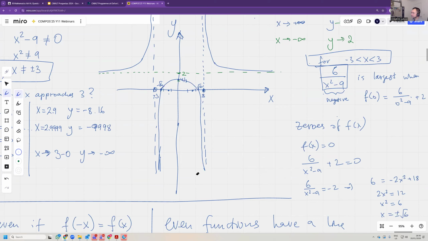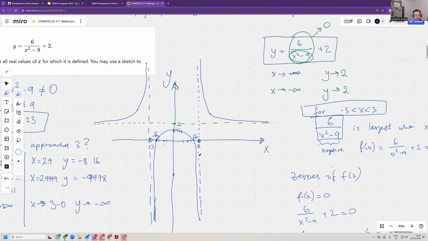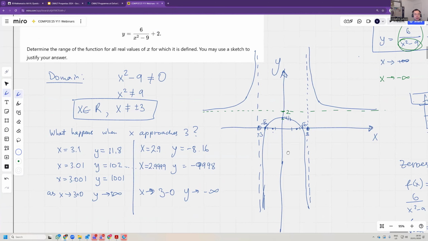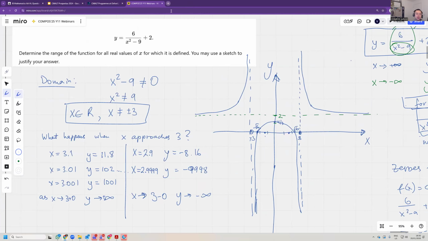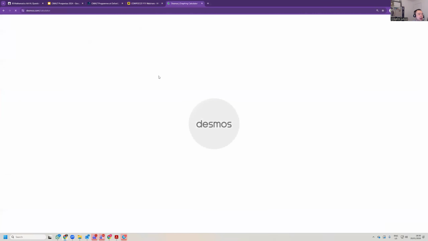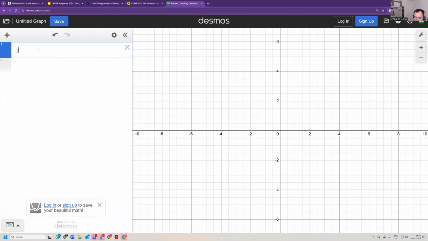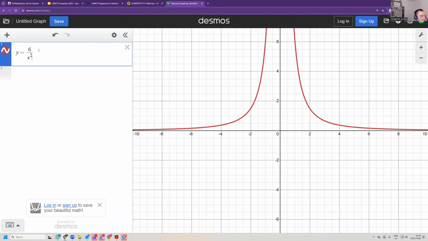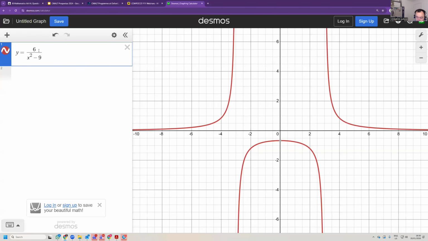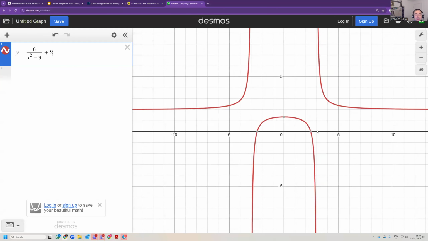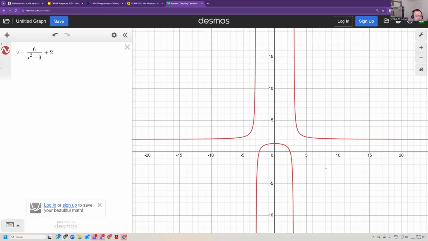Now, this is a very important skill. Being able to draw a graph of a function is one of the most typical questions at a university interview. So I do recommend practicing drawing graphs, and of course, you can always check yourself and open up Desmos, just type in your graph, 6 over x squared minus 9 plus 2, and you can see this graph here. Okay.